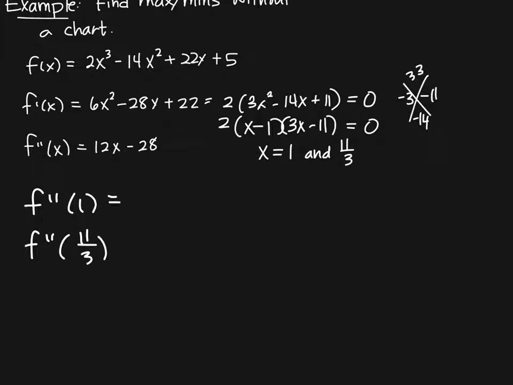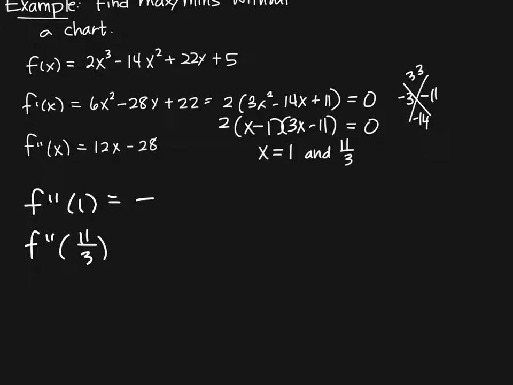It's pretty easy to plug in the double prime for 1. What do you get? Negative. I don't care negative what. I just care that it's negative. So if the concavity is negative, then what is 1 sitting on? A max or a min? Okay, if the concavity is negative, then it's sitting on a max.